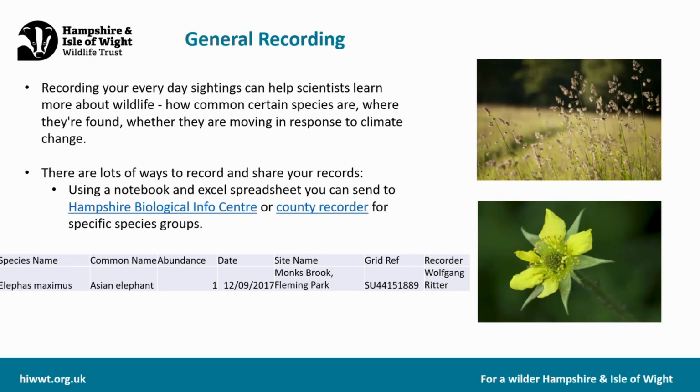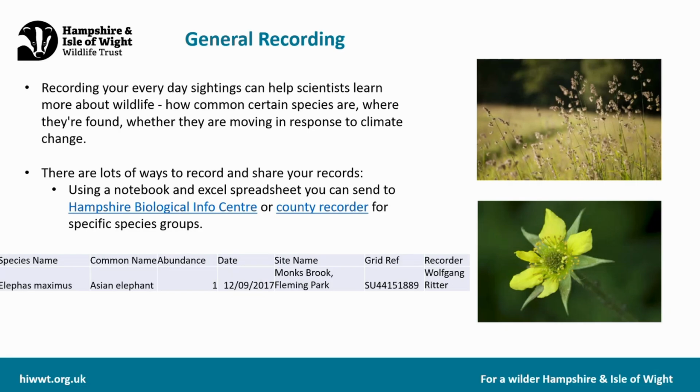And you can then take that information and put it into an Excel spreadsheet, like is shown below, and you can share that with the Hampshire Biological Information Centre. Now that's an organisation, Hampshire County Council based, and they collate a lot of the records that come in from all across the county, and share those with different organisations.